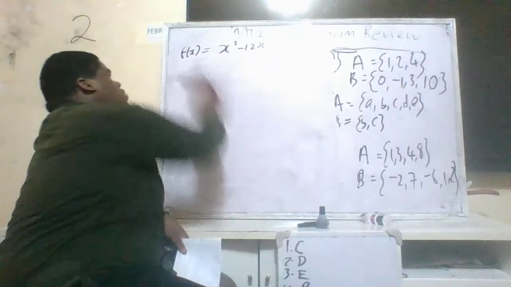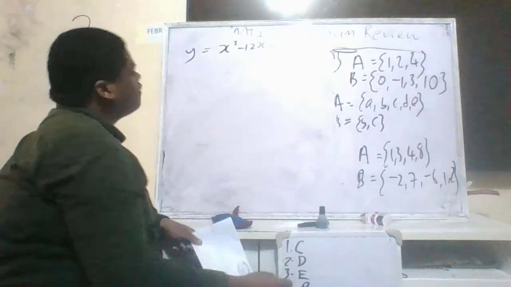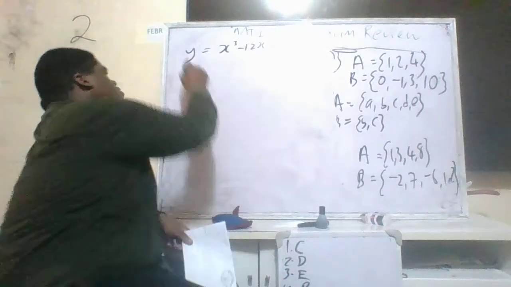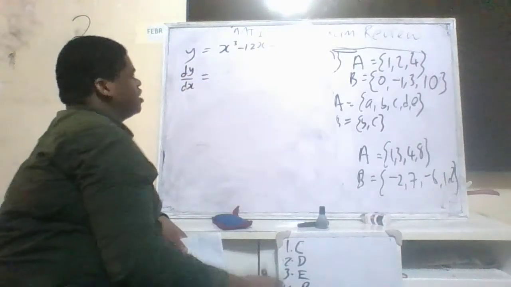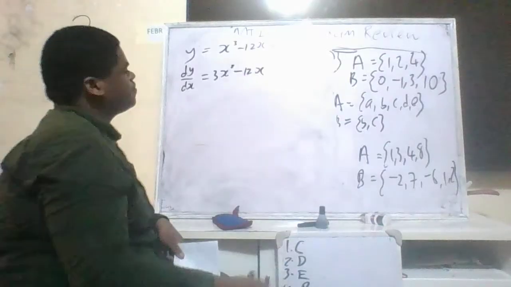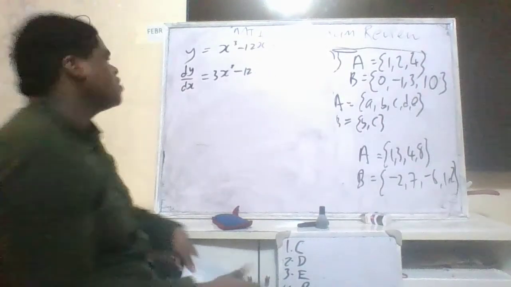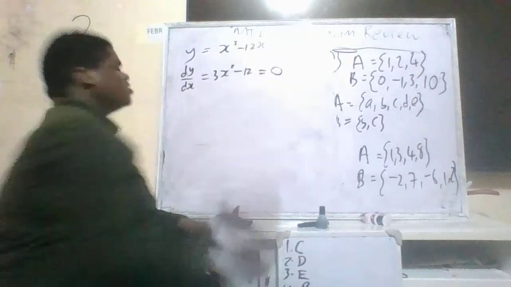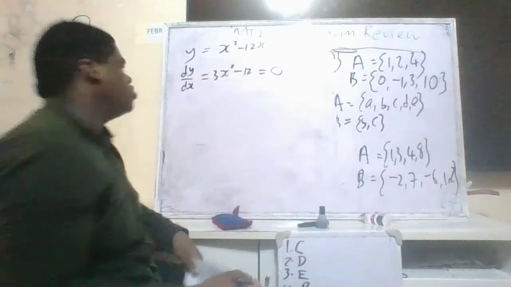So let y equal f of x. Then y is going to equal x to the power of 3 minus 12x plus 5. So we want to find dy dx. The derivative of y with respect to x is going to equal 3x squared minus 12, plus 0. And this is going to equal 0, because remember I said the derivative is going to equal 0.